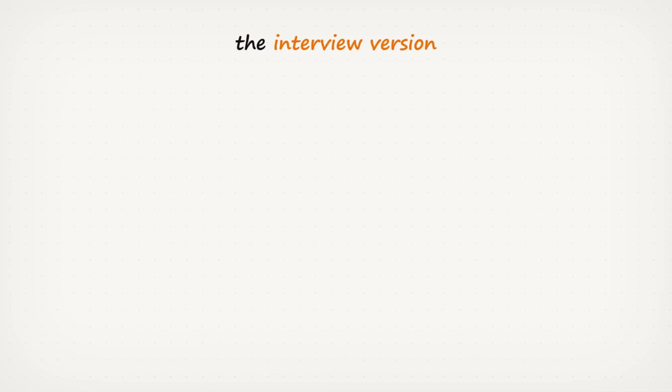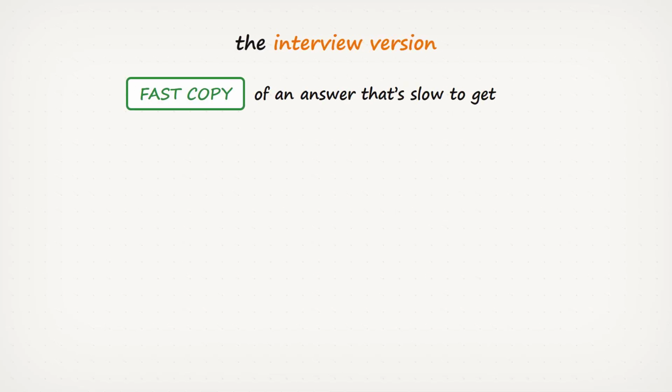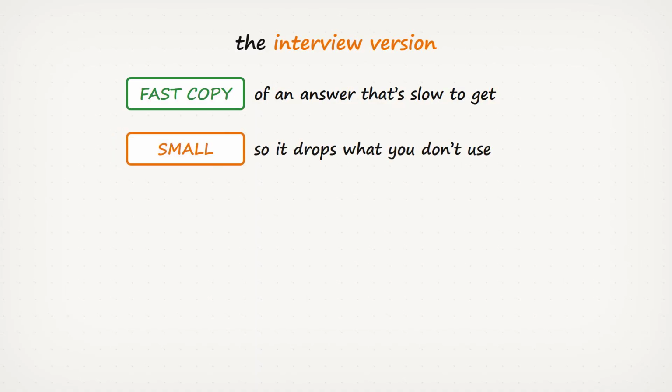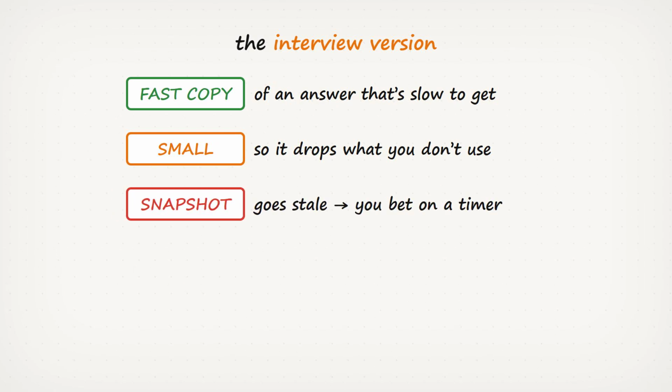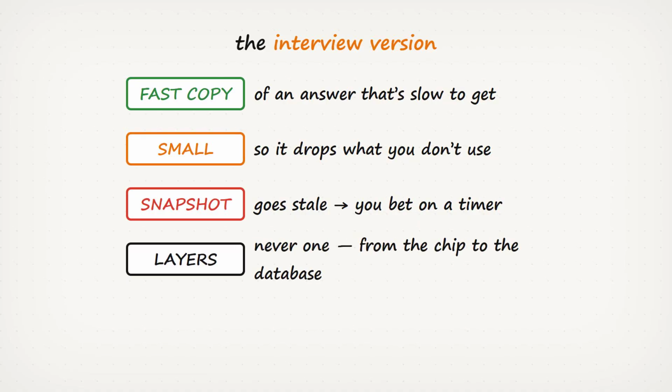The whole thing, interview version. A cache is a small, fast copy of an answer that's slow to get. You keep it because fetching it again takes time. It's small, so it drops what you don't use. It's a snapshot, so it goes stale, and you bet on a timer. And it's never one cache, it's layers, from the chip in your hand to a database across the country.